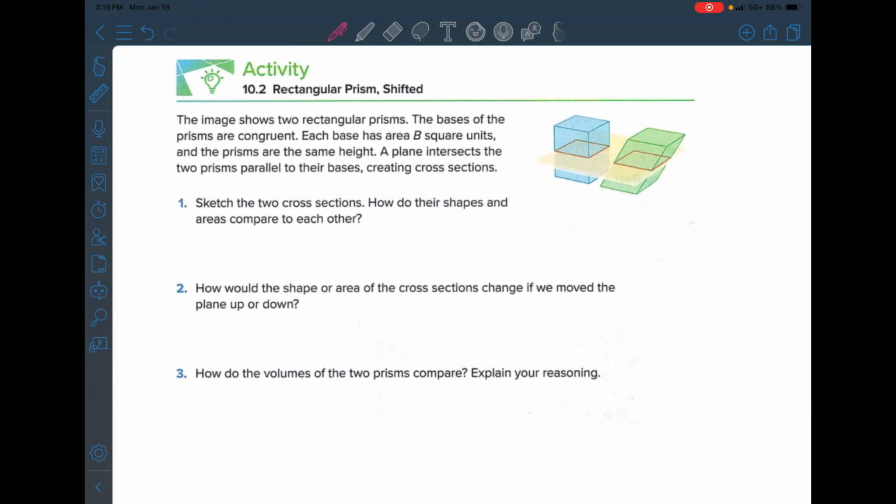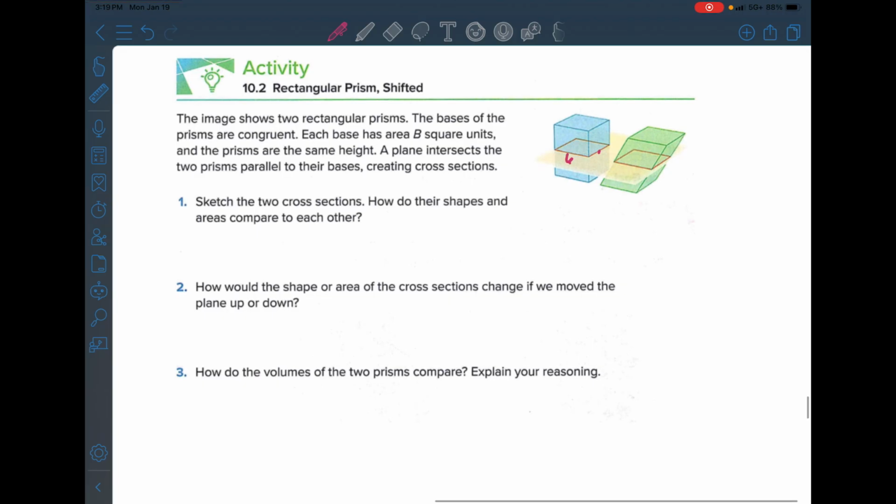So let's look at the second one. The image shows two rectangular prisms. The bases of the prisms are congruent. So if it was a 4x6 rectangle here, then this one would also be 4x6. Each base has an area capital B, that means area of the base, square units, and the prisms are the same height. A plane intersects the two prisms parallel to their bases, creating cross sections. Sketch the two cross sections.